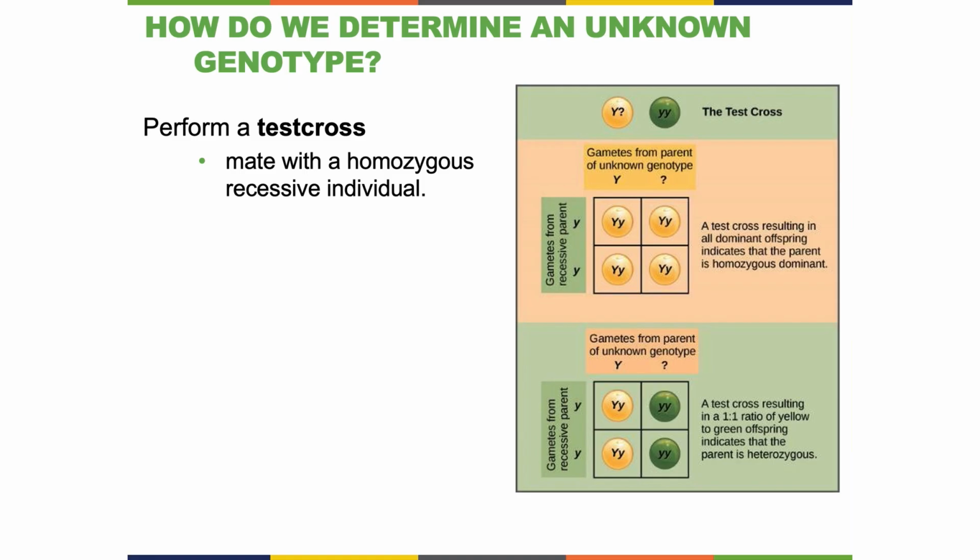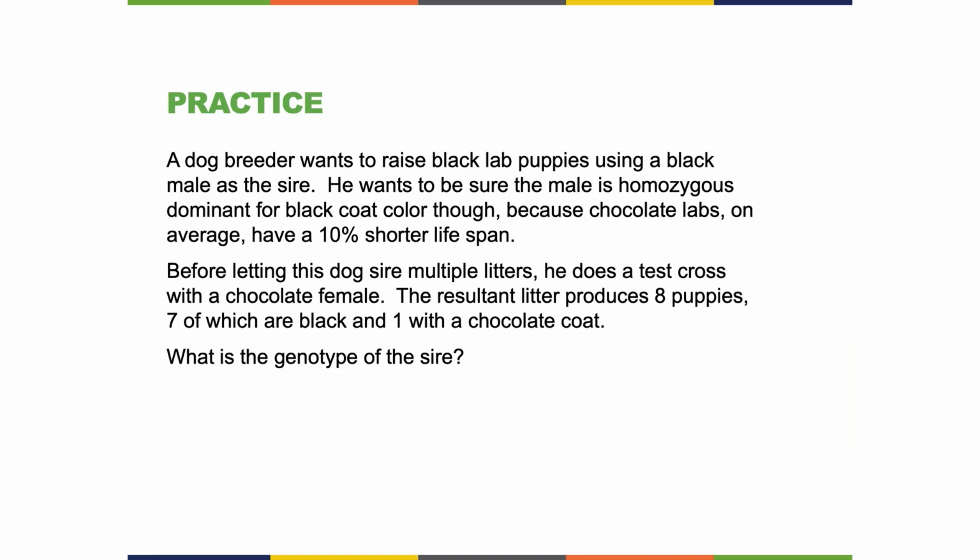Well, it might not matter with a pea plant, but it matters with certain breeding we do with animals and livestock. Let's say we've got a dog breeder, and he wants to raise black lab puppies using a black male as the sire. Maybe this dog's a really good dog. He's super friendly. Maybe it's a service dog, and he's got great characteristics of that. Maybe he's got a great nose, and they use him as a drug sniffing dog or a bomb finding dog. But for whatever reason, they want to breed this black male.